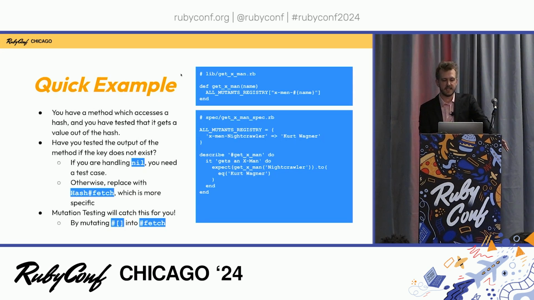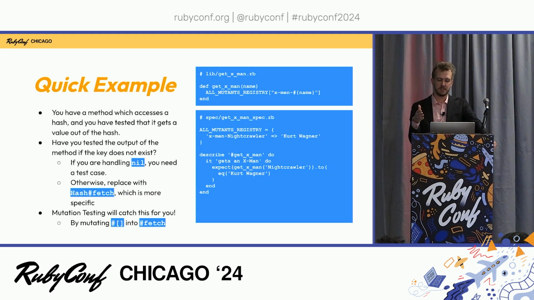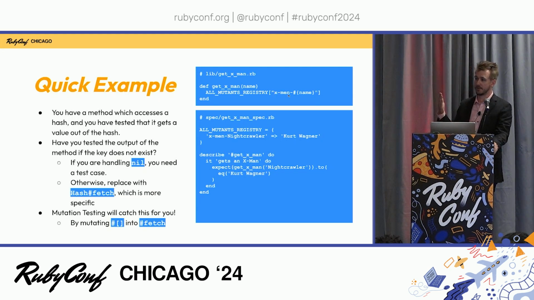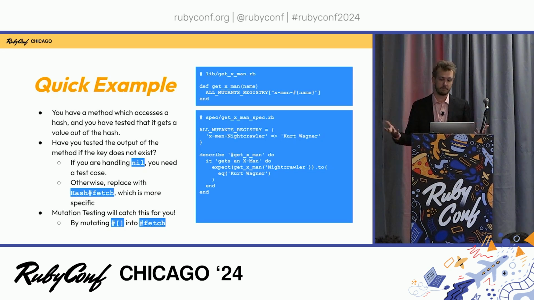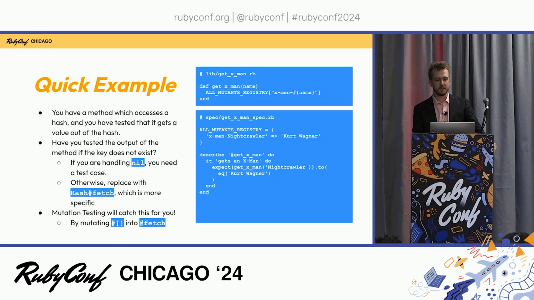Well, if I want my method getXman to handle nil or return nil, then I need a test case for that. Otherwise, what mutation testing is going to do is replace this hash access, the brackets, with a .fetch method. Hash.fetch will throw an error if the key is not present, and so that's a more specific method that I can adopt if I'm just not worried about the case where the key is not present. So this is what mutation testing will catch for you. It'll catch cases where you have left parts of your code open to interpretation that you may not have intended, and give you the tools to simplify it, solve it, or test it if you need to.